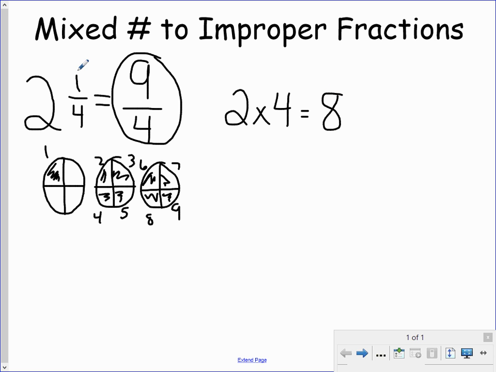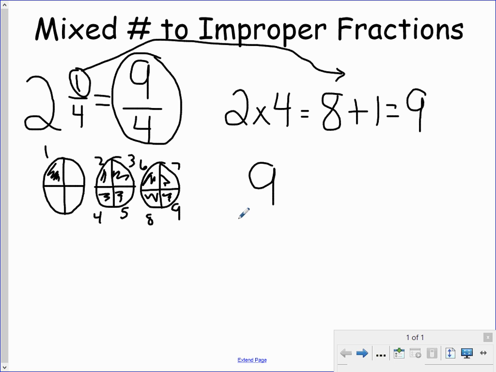But my numerator tells me any extra pieces that need to be added to this. So I had 2 whole groups of 4, but I had 1 extra piece that did not fit into an equal group, so I have to add that last piece. So 8 plus 1 gives us 9. That tells me how many individual pieces. You see that those numbers match. So that's my numerator. And my denominator is 4.